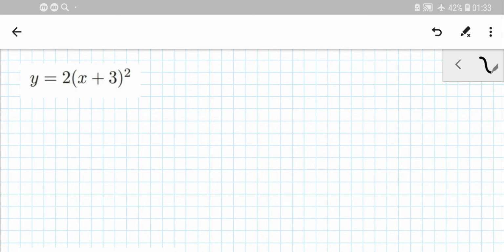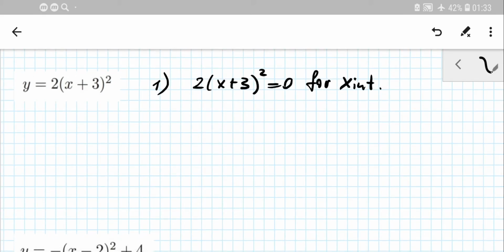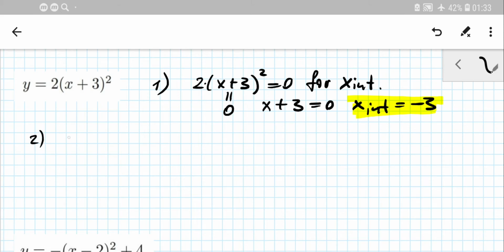So here, in order to find the x-intercept, you just equate to 0, and hence you'll get 2 times (x plus 3) squared equals 0 for the x-intercept. Okay, so that's a really simple equation. So you have two factors. The 2 obviously can't be 0, there is no case for that. So you'll get x plus 3 equals 0, which is x-intercept becomes -3. Okay, that's your x-intercept.